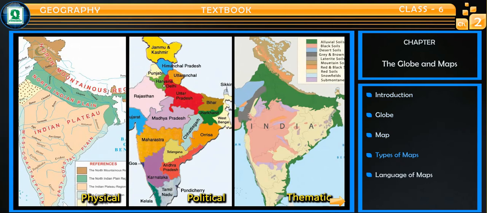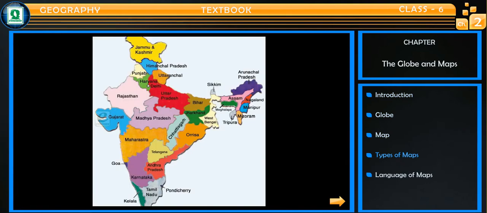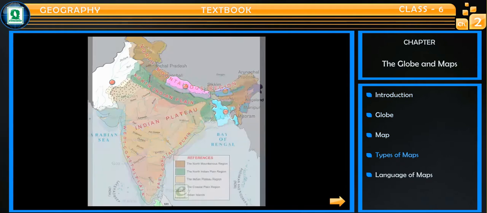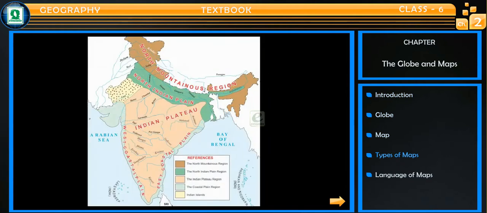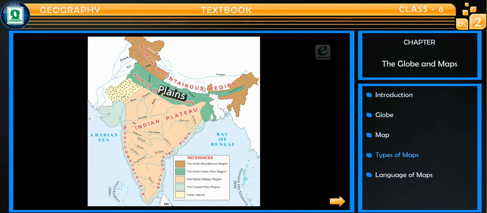Let's understand these more clearly. Political maps show political features of a country, that is, its states and capitals, the boundaries and the neighboring countries and states, etc. Some of the maps show physical features of a country, like mountains, oceans, plains, plateaus, islands, etc. These are known as physical maps.